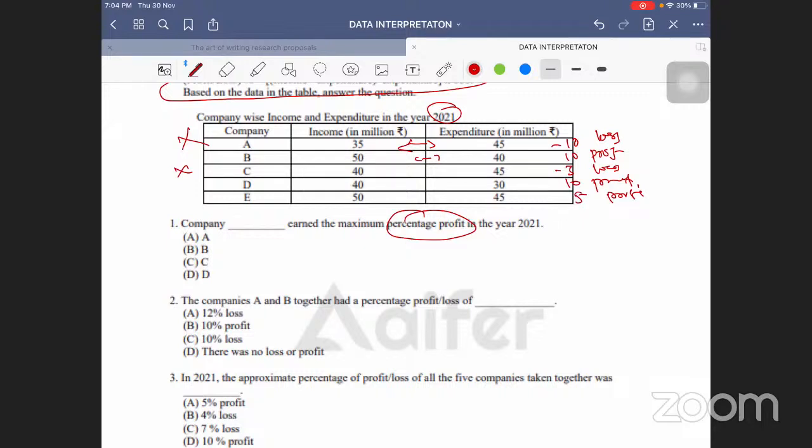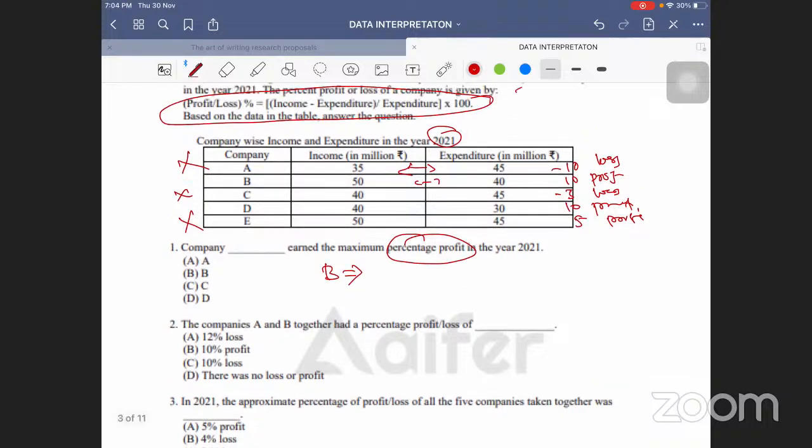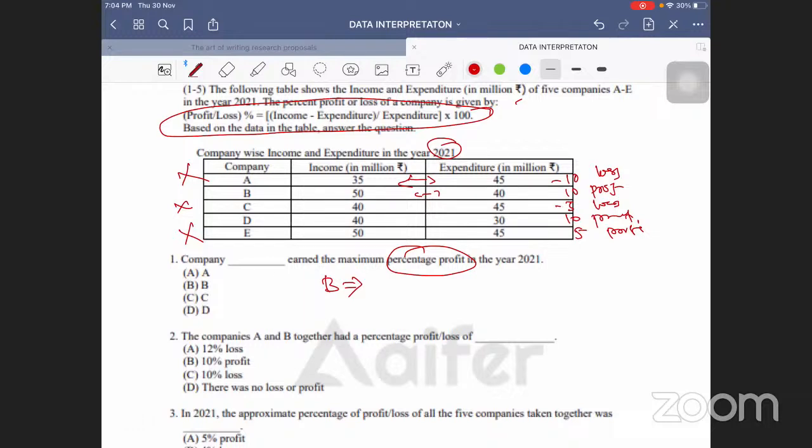So we cannot work out on E also. The remaining are B and D. For B, the profit and loss percentage formula is income minus expenditure, divided by expenditure, into 100. Income of B is 50, expenditure is 40. So 10 divided by 40 into 100, which is 25% for B.